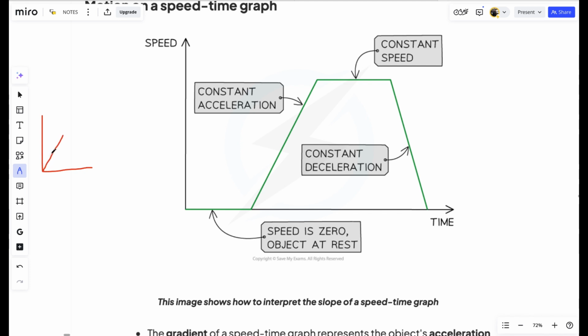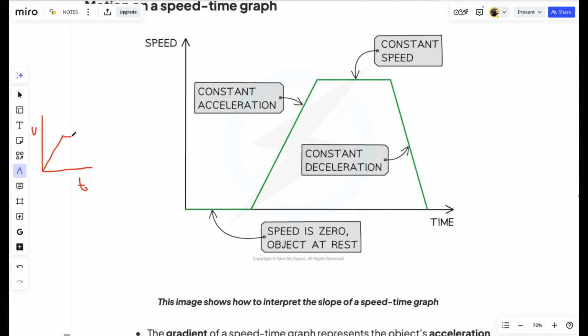We say constant speed. But now this is a constant acceleration. This is a constant acceleration in a speed time graph. So if we plot speed or velocity against time, this is a constant acceleration, not constant speed. But in a distance time graph, a straight line was a constant speed. This is a constant acceleration.